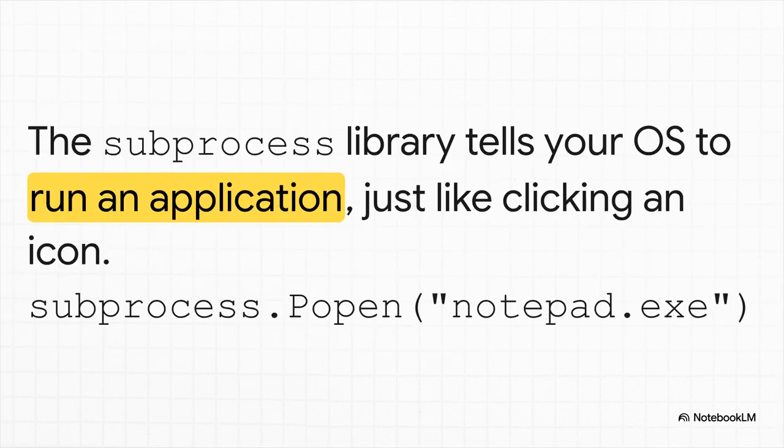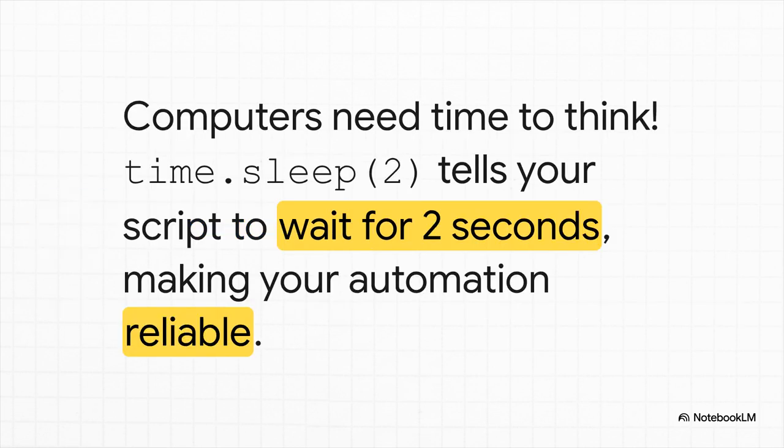So, how do we translate that into code? Well, step 1 is handled by the subprocess library. This one line of code right here is the digital version of you double-clicking the Notepad icon. It's just a command telling your operating system, hey, run this program. Simple as that.